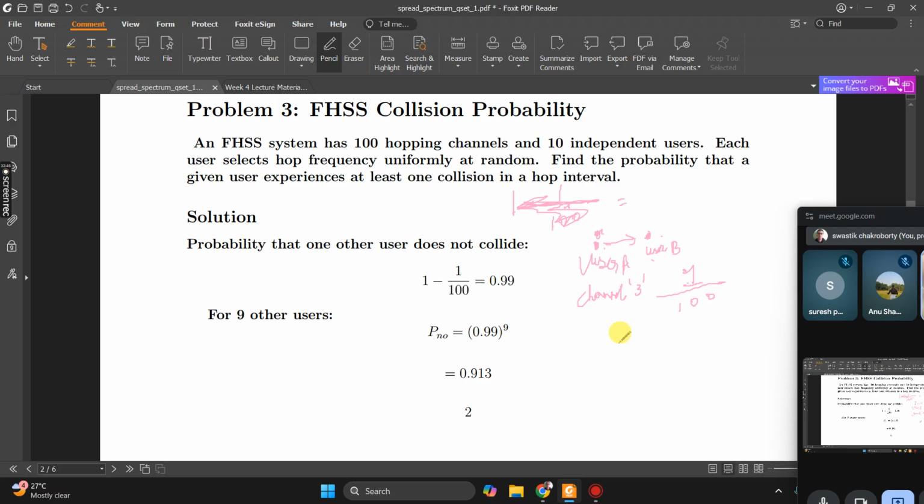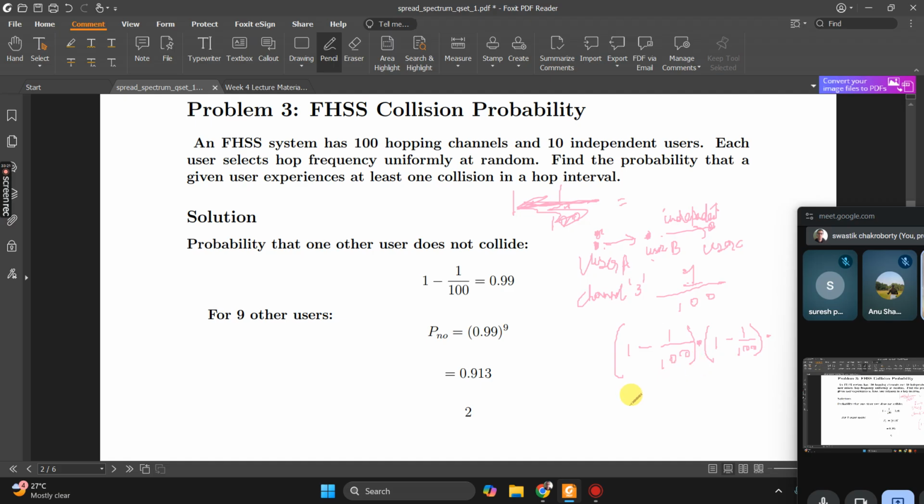So what is the probability that they will not have the same channel? That is 1 minus 1 by 100. That means user A is avoiding collision with user B. Similarly, now we come to user C. The channel allocation of user C is independent of channel allocation of user B. What channel user C gets allocated is independent of what B gets allocated. So again, independent means their probabilities will be multiplied. So this is again 1 minus 1 by 100.